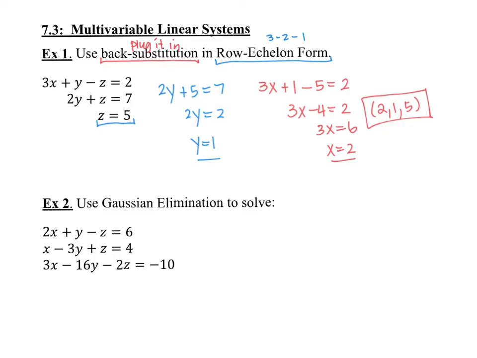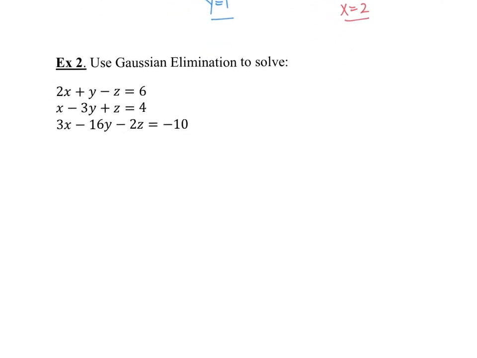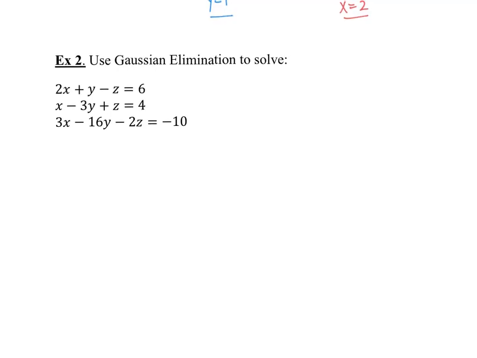Because it was in row echelon form, it made it very easy to do back substitution. That's why they talk about row echelon form a lot, because they want to get you familiar with it for a later chapter. Okay, example 2, we're going to solve this one as well. They often say use Gaussian elimination. As long as you're using elimination, I'm not going to worry about the Gaussian part.